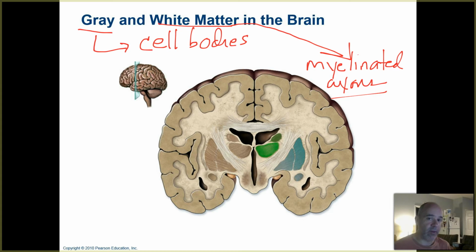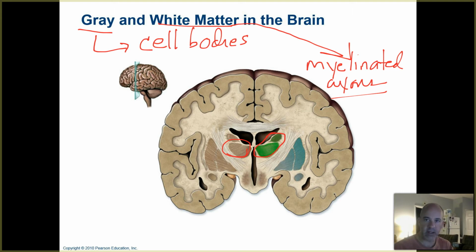Some of those within the white matter are ascending. They're moving upward toward the brain from lower areas of the body, lower areas of the nervous system. Or in other cases, they're descending. And in other cases, they may be crisscrossing from one side of the brain to the other. So that's what you have in the white matter. Notice also you do have areas of gray matter. These are gray matter areas over here in green.